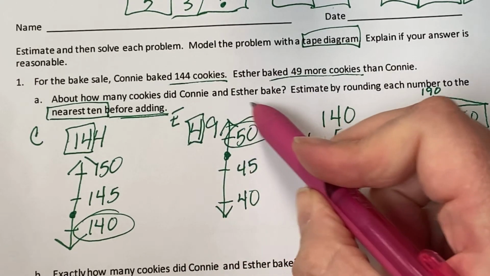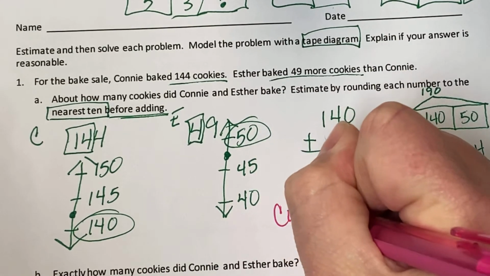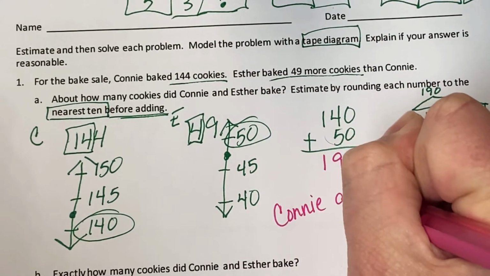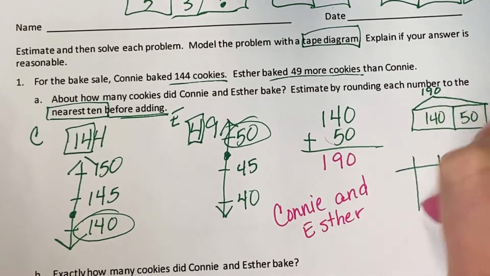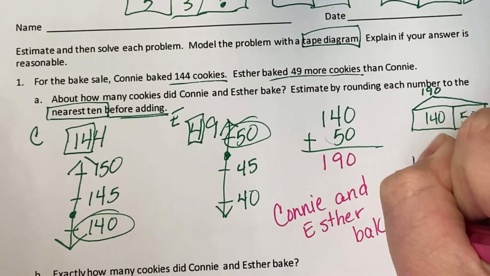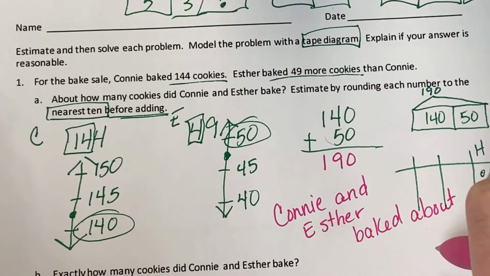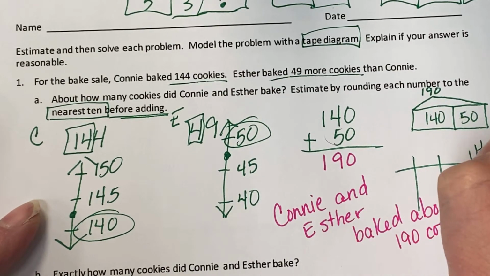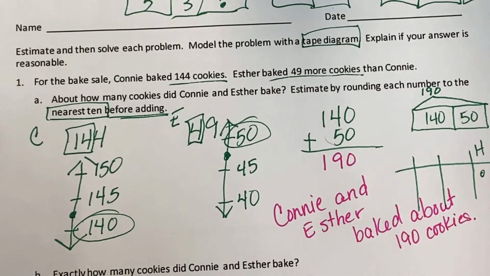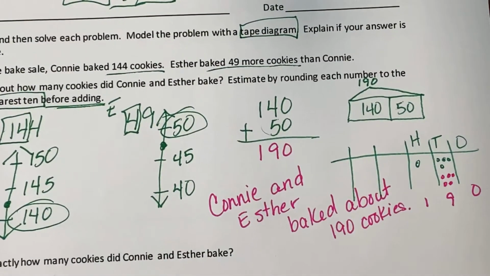About how many cookies did Connie and Esther bake? So I would have to answer with a sentence. Connie and Esther baked about, and about is a key word on estimating, about 190 cookies. And then I am done with portion A at that point.